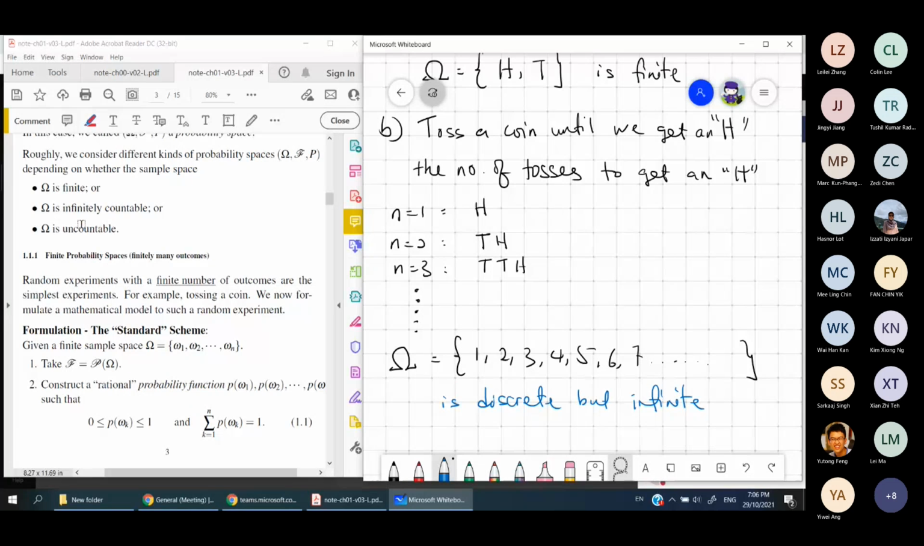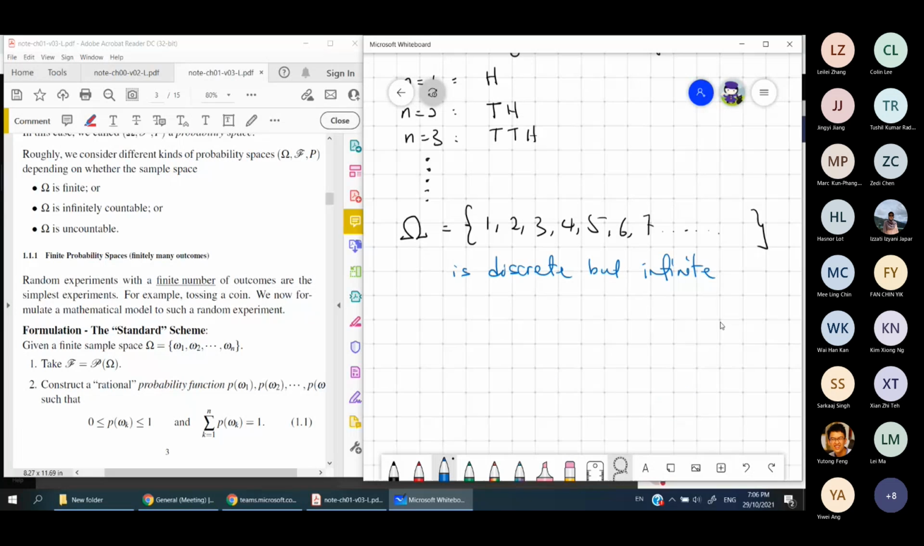For the third case, omega is uncountable, so it is not discrete. A very simple example would be like this. Just imagine, let's say we have a field here. Just look at this example: we take a ball, and then we throw the ball. Then we measure the distance from here.